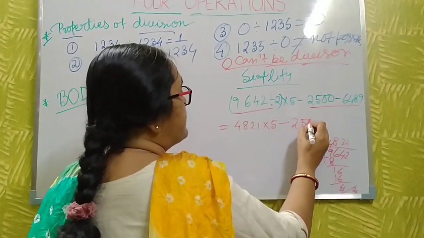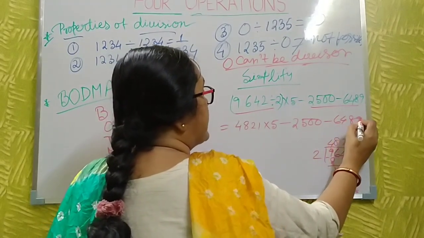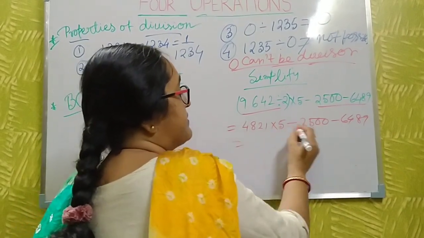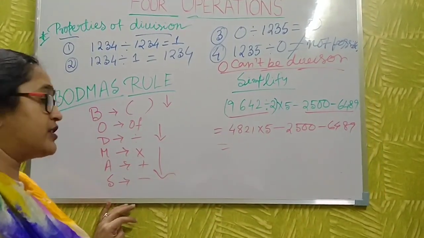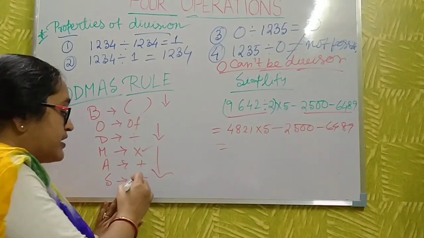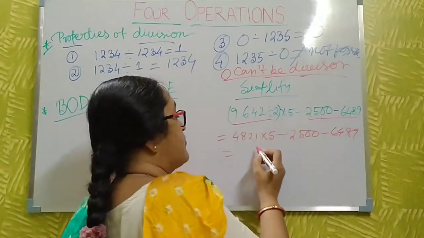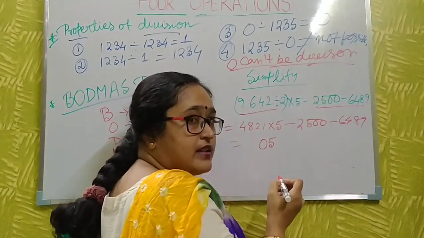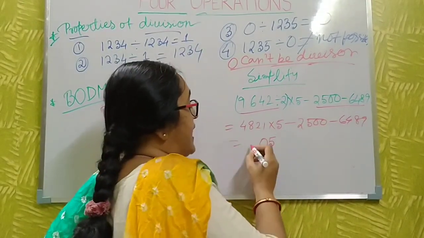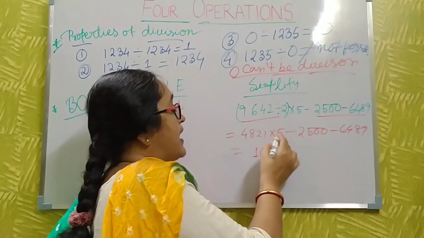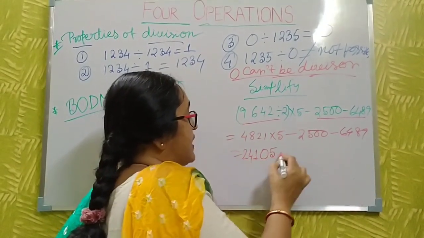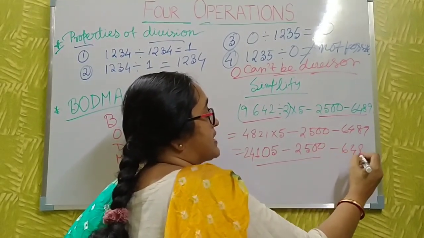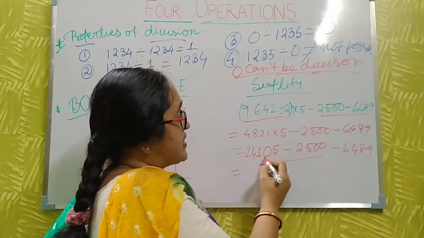Then 2500 minus 6489. Then what is this? Here there is multiplication and subtraction. Which operation do you do first? Multiplication you do first, then you do the subtraction. Now you multiply: 5 ones are 5, 5 twos are 10 and 1 carry, 8 fives are 40 and 1 carry, 41, 1 and 4 carry, 4 fives are 20 and 4 is 24. Then you do the subtraction first here and then do the subtraction in the last. Just do the subtraction here.